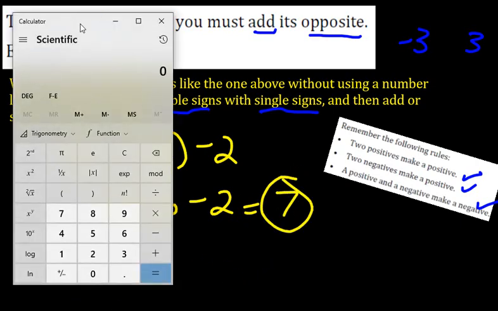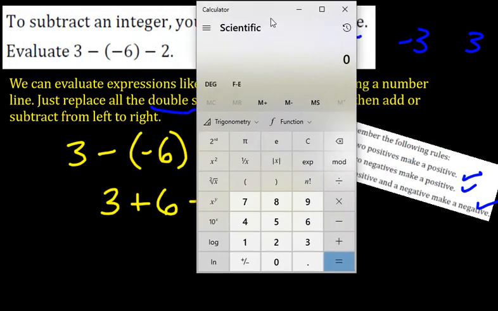Can you do this on a calculator? Well, I'll just pull one up really quick. This is from my computer. Let's try it. 3 minus negative 2. Whoops. No, that's this calculator. You have to write it in a little differently. 3 minus 2 negative minus 2. Sorry.